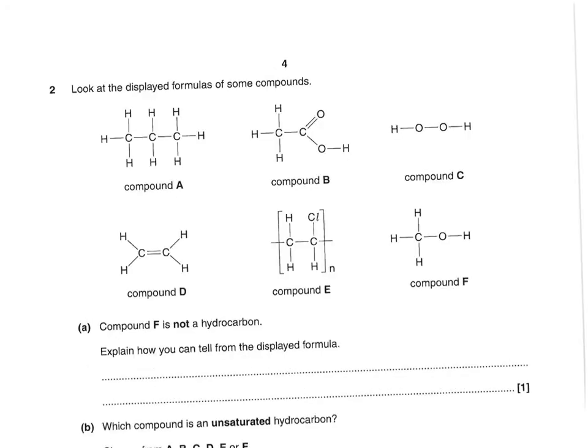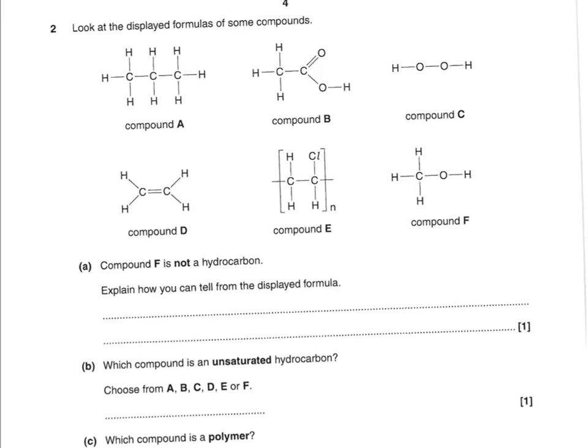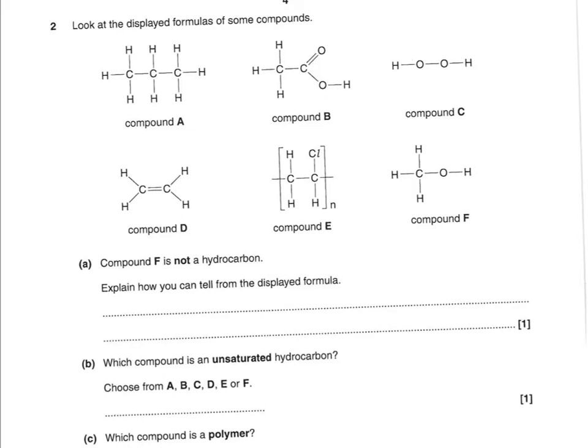Next question, look at the displayed formulas of some compounds. So compound F is not a hydrocarbon. How can you tell from the displayed formula? There's 2 ways to go about this. You can either say that it's not made of carbon and hydrogen only, but you've got to get that word only in, but it's probably easier to explain why it's not, and that's because it's got this oxygen. So you can just say because it contains oxygen, and that'll get you that mark.